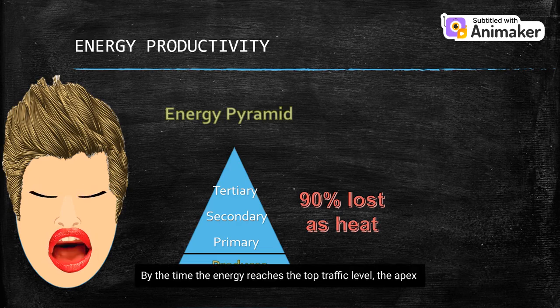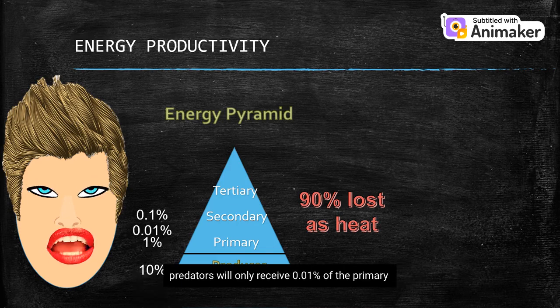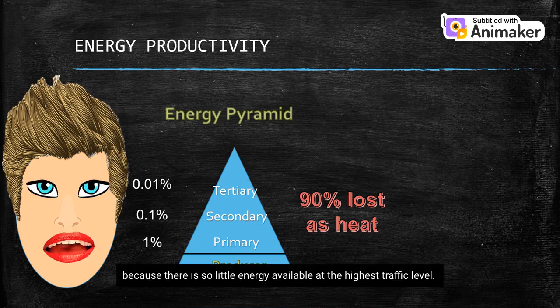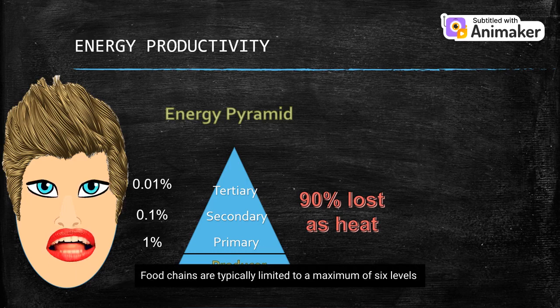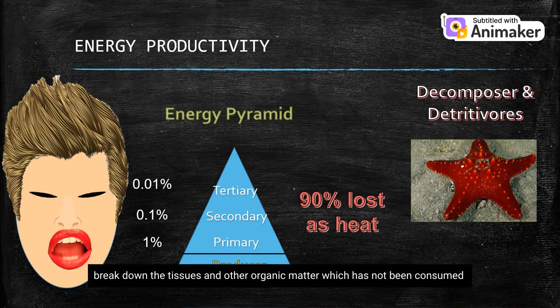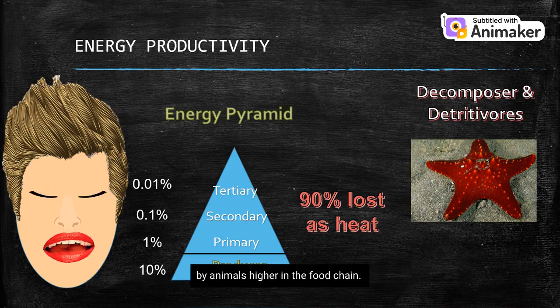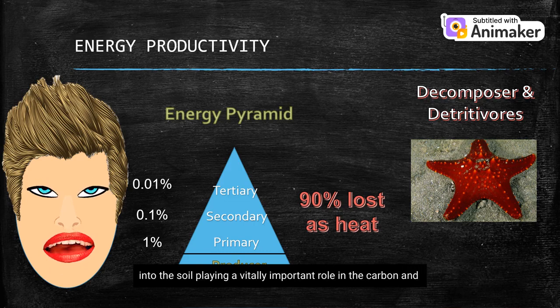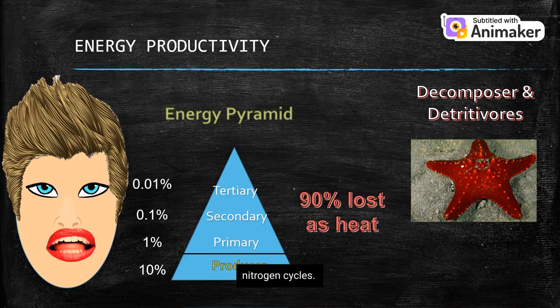By the time the energy reaches the top trophic level, the apex predators will only receive 0.01% of the primary energy. Because there is so little energy available at the highest trophic level, food chains are typically limited to a maximum of 6 levels. Throughout the entire energy pyramid, decomposers and detritivores break down the tissues and other organic matter which has not been consumed by animals higher in the food chain. In doing so, these organisms recycle the nutrients back into the soil, playing a vitally important role in the carbon and nitrogen cycles.